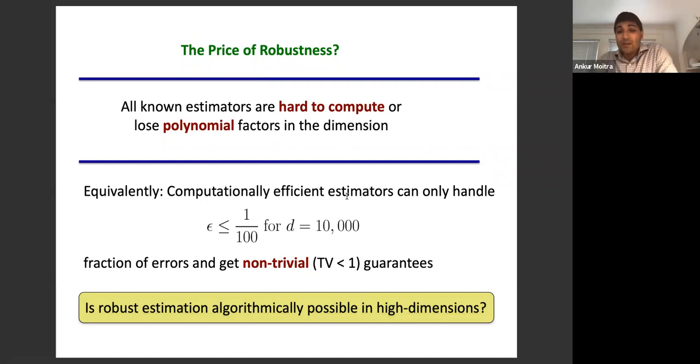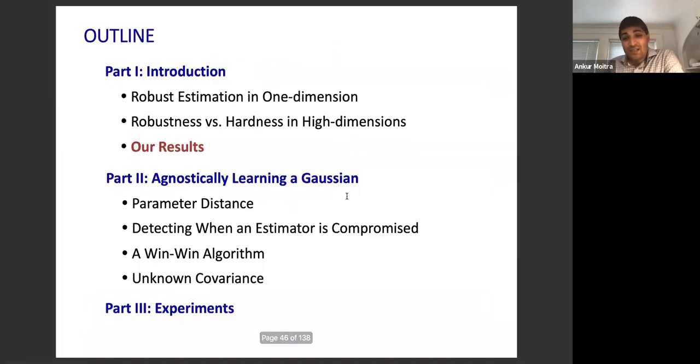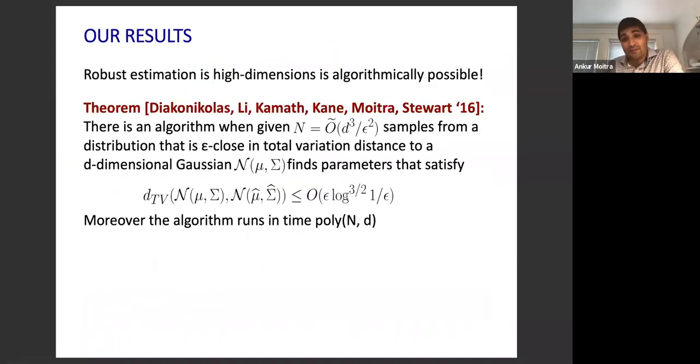So unfortunately, in theoretical computer science, a lot of times when you prove something is hard, you're stuck, right? So you might wonder, is robust estimation even algorithmically possible in high dimensions? So the good news is that the answer is yes. I'll walk you through some of the main intuitions behind this theorem and some of the main mathematical ingredients, but let me give you a quick summary of the overall results.